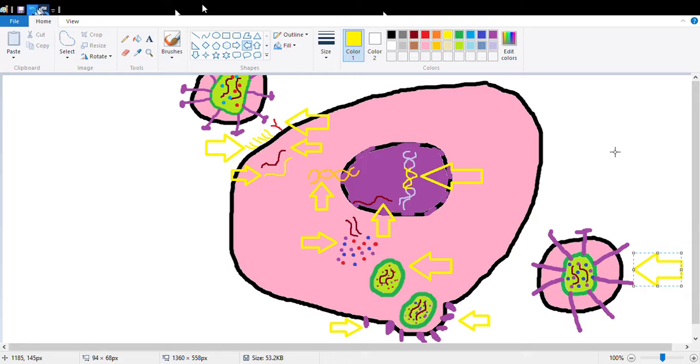Now, the three most important things that you have to remember from the life cycle are, first, the reverse transcriptase, RNA combining together with cDNA and making a double helix. And then the second step is integrase, where it integrates itself into your DNA. And then the last step that you have to remember is the protease enzyme. It matures this virus into what it needs to be.